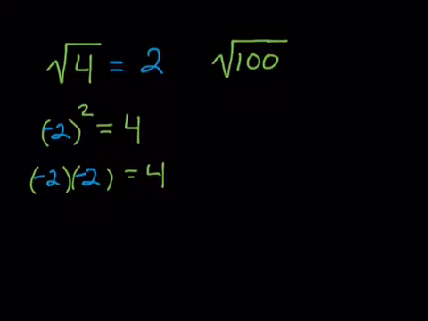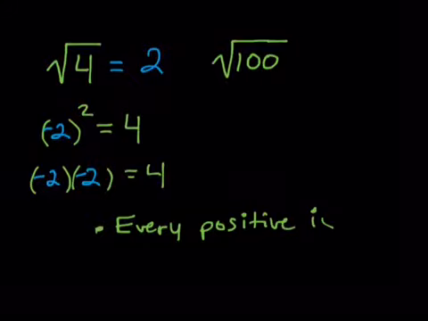So we have to make a choice, and for calculators they'll only display this positive answer rather than negative when actually there are 2 square roots of 4. So first of all, notice that this is true: every positive integer has 2 square roots.